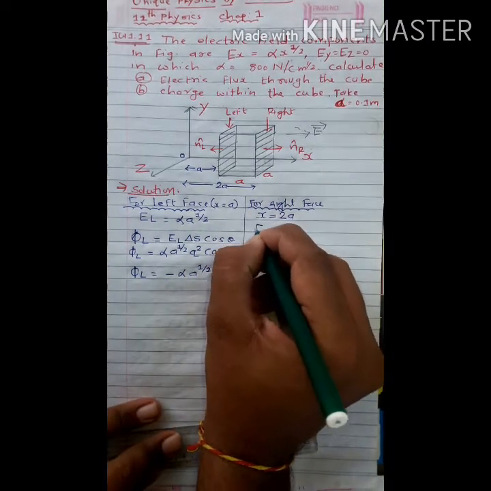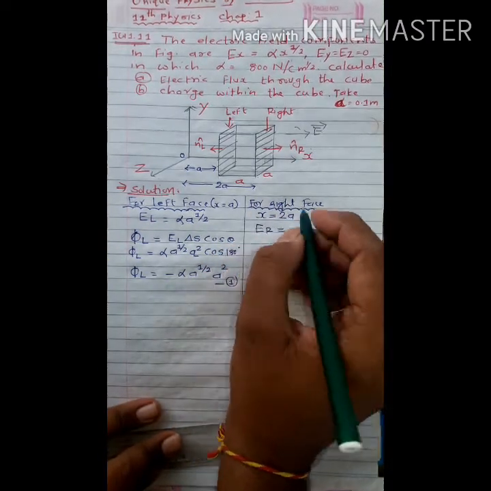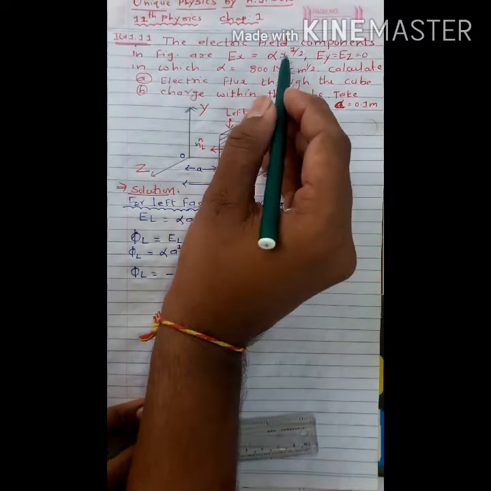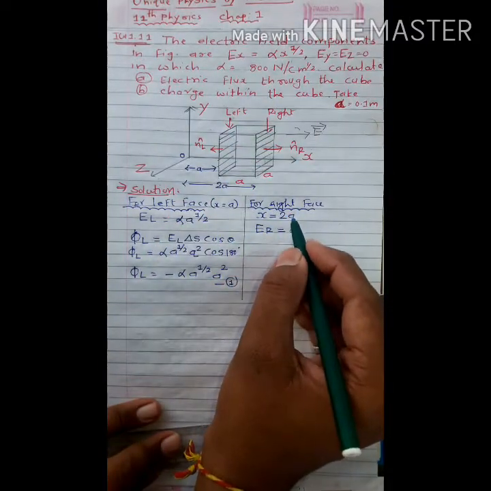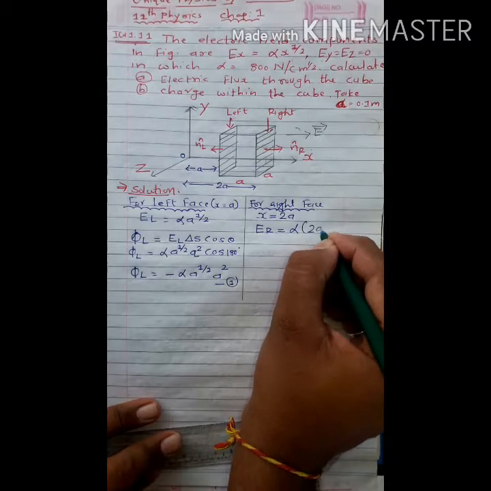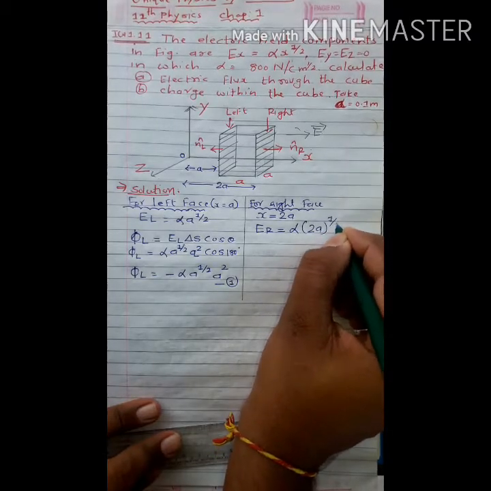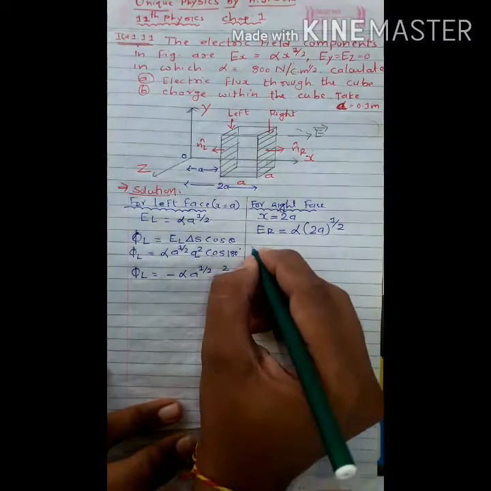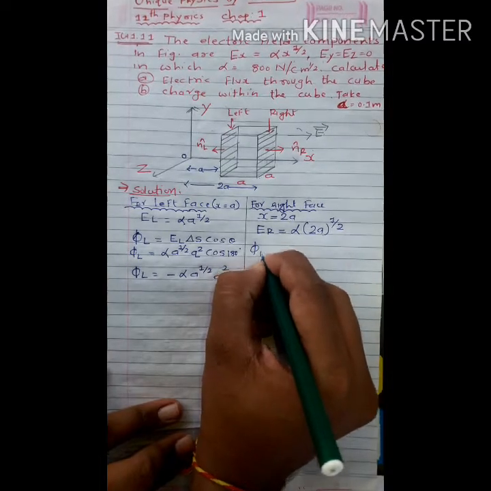So for the right face we use the symbol E_R. So E_R is equal to alpha x raised to 1 by 2, but here the distance x is equal to 2a, so it is alpha into (2a) raised to 1 by 2. Again we want the electric flux for the right face.